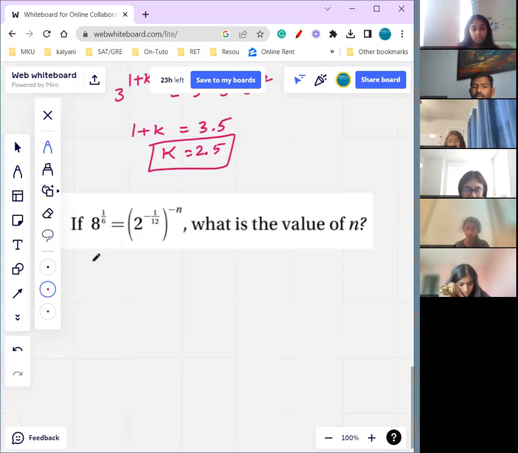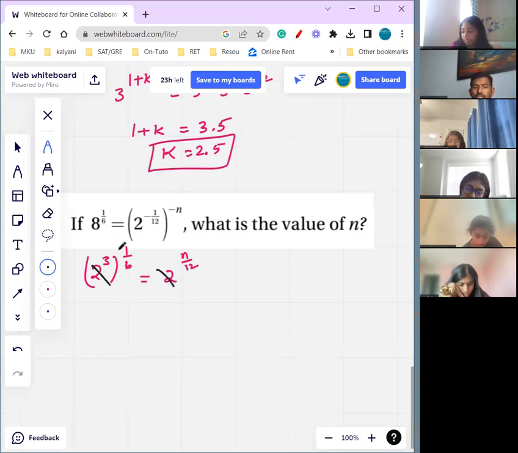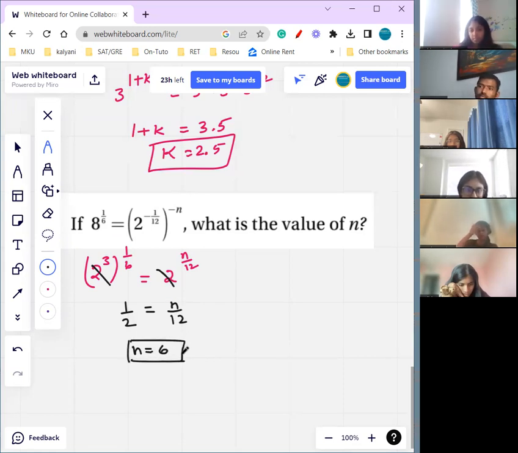So 8, I can write as 2 to the third exponent, and then to the 1/6. And this is the same as 2 to the negative times negative, which is positive, n over 12. Now I see the same base, get rid of the base, and just deal with the exponents. That's 3 times 1/6, which is 1/2, equals n/12. So obviously you can cross multiply. That's going to give n is 6. Good. The value is 6.